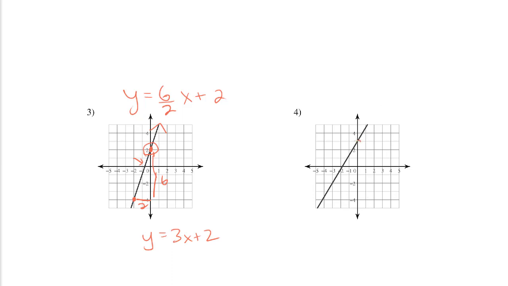The next one, our b value is 0, 3, so b equals 3. And our slope, again, a good crossing point looks to be right there. So it looks like we're going over 1, 2, 3 in the x direction to go up 1, 2, 3, 4, 5 in the y direction, which means our slope is going to be 5 thirds. y equals 5 thirds x plus 3. And that is the equation of that line.